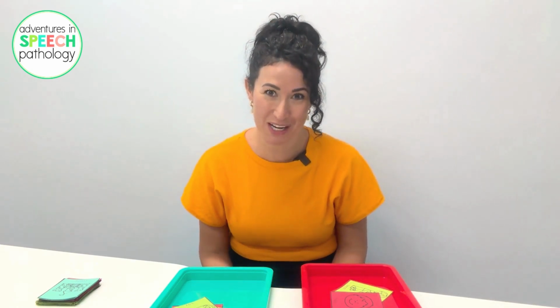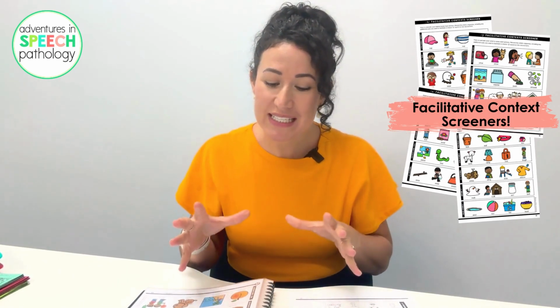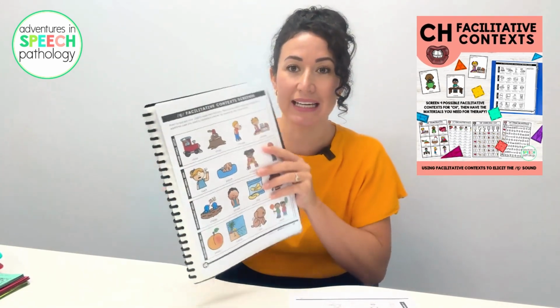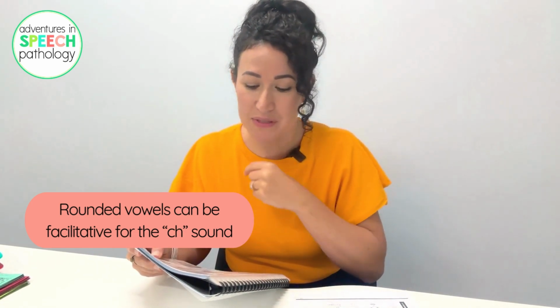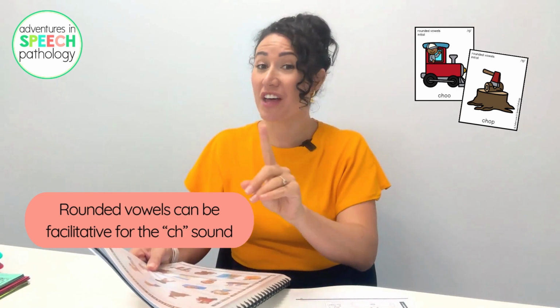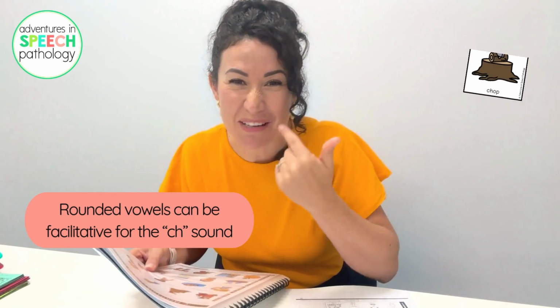I'm going to show you something that is a little bit more structured for speech therapists. So at Adventures in Speech Pathology, we do publish facilitative context screeners. And what this does is it already looks at the possible contexts that might facilitate a clearer sound. So for example, I have a CH facilitative context packet here, and I know that for some students, rounded vowels in initial position, where CH is first and then the rounded vowel follows, like chew and chop, I know that can facilitate and encourage a clear production for some students because it gets the lips round.